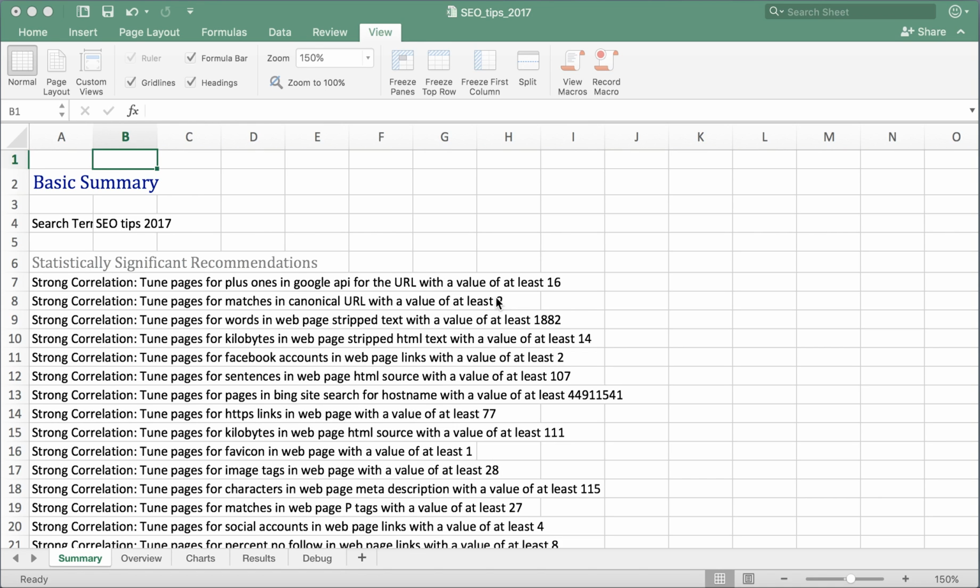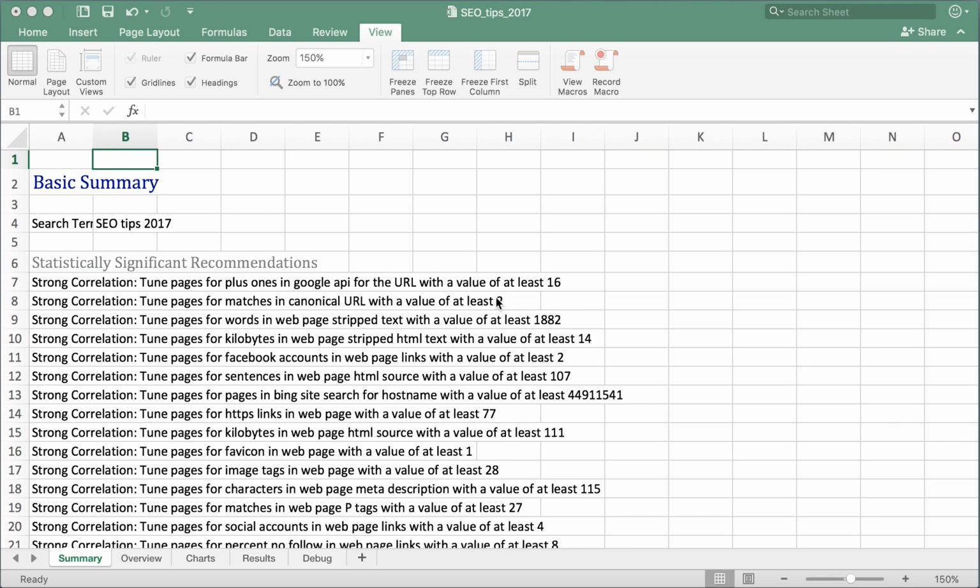Hi, in this video we are going to minimize our wasted time and effort by taking a look at correlation strength for various page tuning factors. So I've already run the software for the search term SEO Tips 2017, and I'm looking at the output file from that run. On the summary tab we have the basic measurements for how much tuning each factor needs to be optimally tuned for this search term.